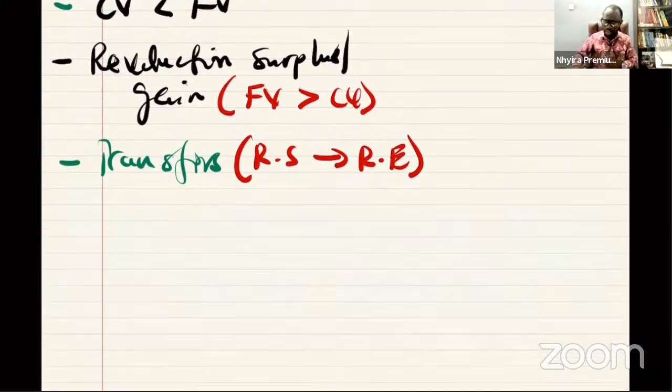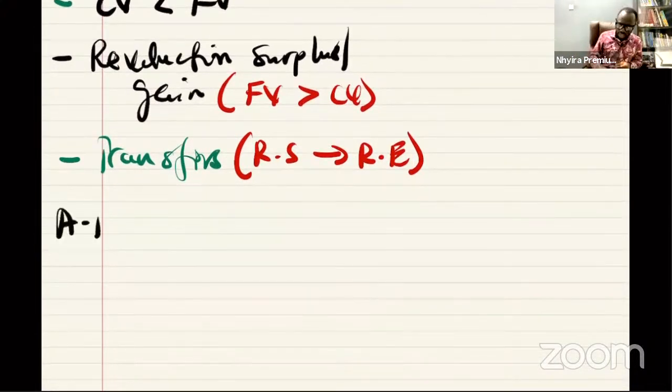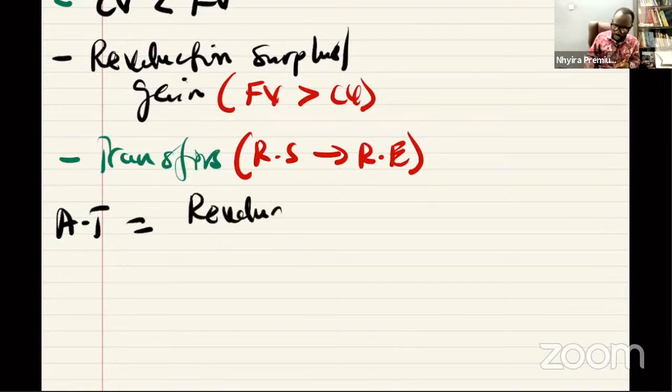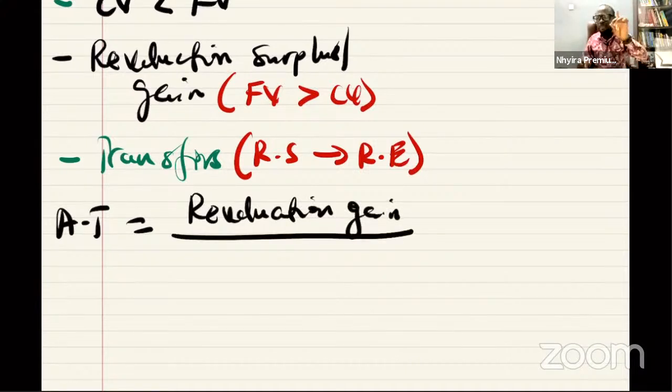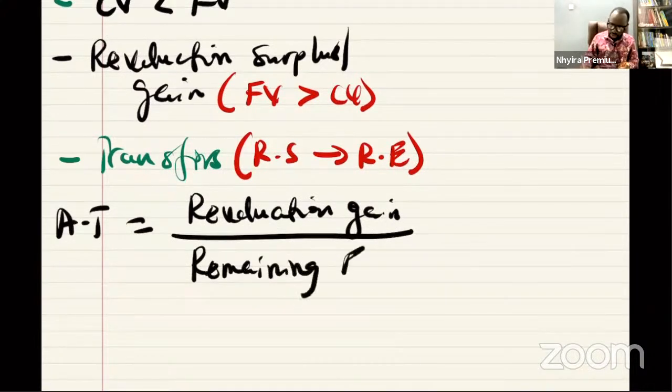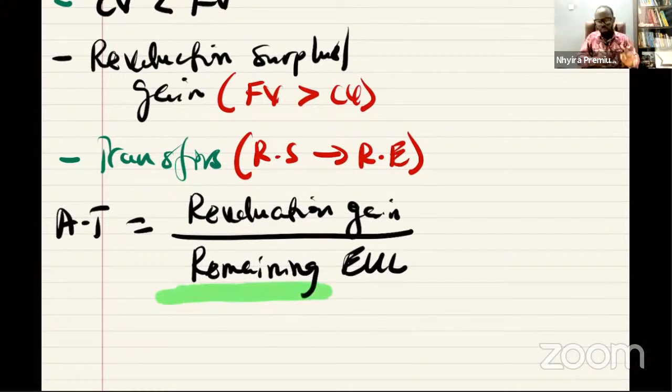How do we get the annual transfer? The annual transfer, AT, is equal to the revaluation surplus or the revaluation gain divided by the remaining economic useful life of the asset. You want to make sure that you pay attention to the remaining. So when we are making the annual transfer, we are transferring using the remaining economic useful life.